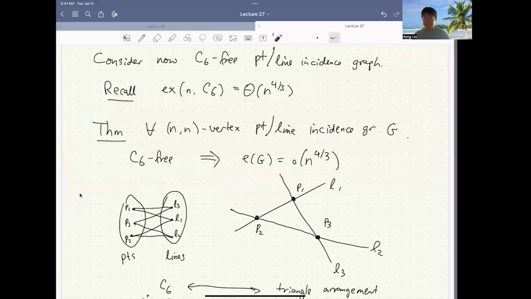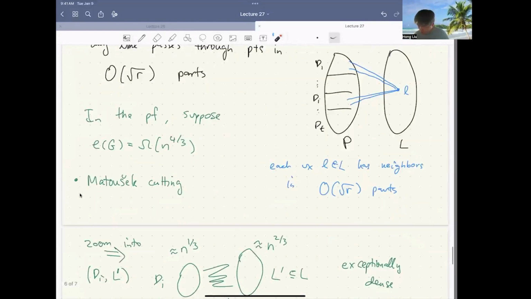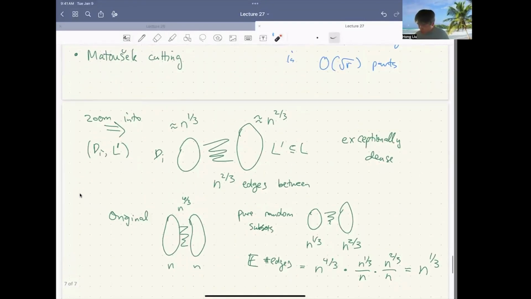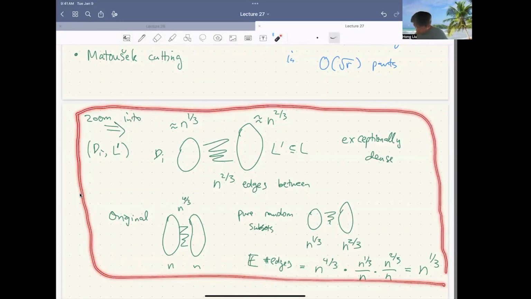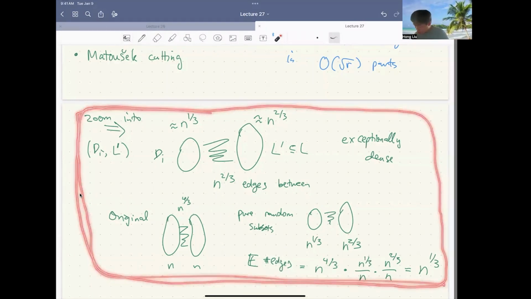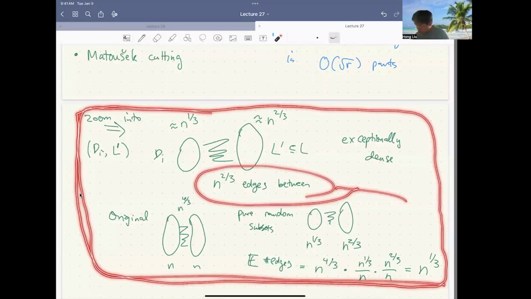Okay. This explanation is to say that for geometric graphs, we can sometimes, like in this case with Matoušek's cutting lemma, find much, much denser parts than in generic graphs where we do things randomly.